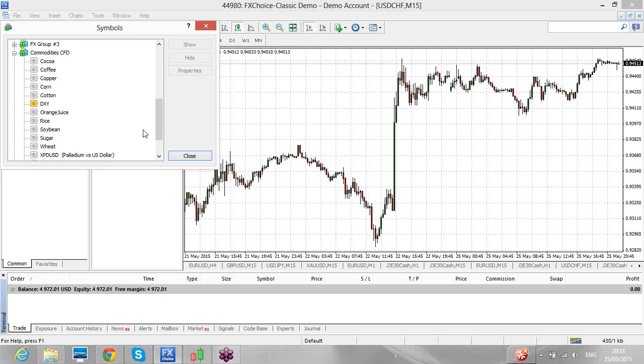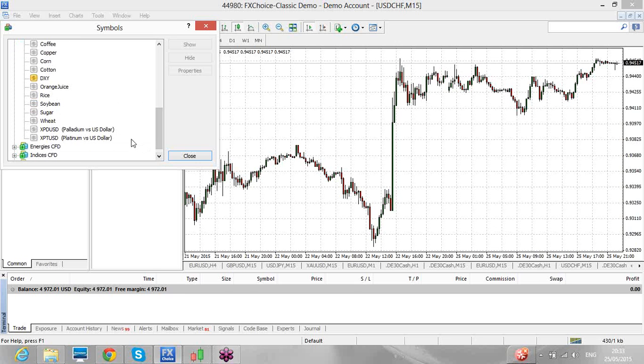So these are the commodity symbols on your MT4 platform. XPD USD, that's palladium versus the US dollar, and XPT USD, that's platinum versus the US dollar. And to minimize those, we just click the minus button and they disappear. So that's the commodities on your MT4 platform.